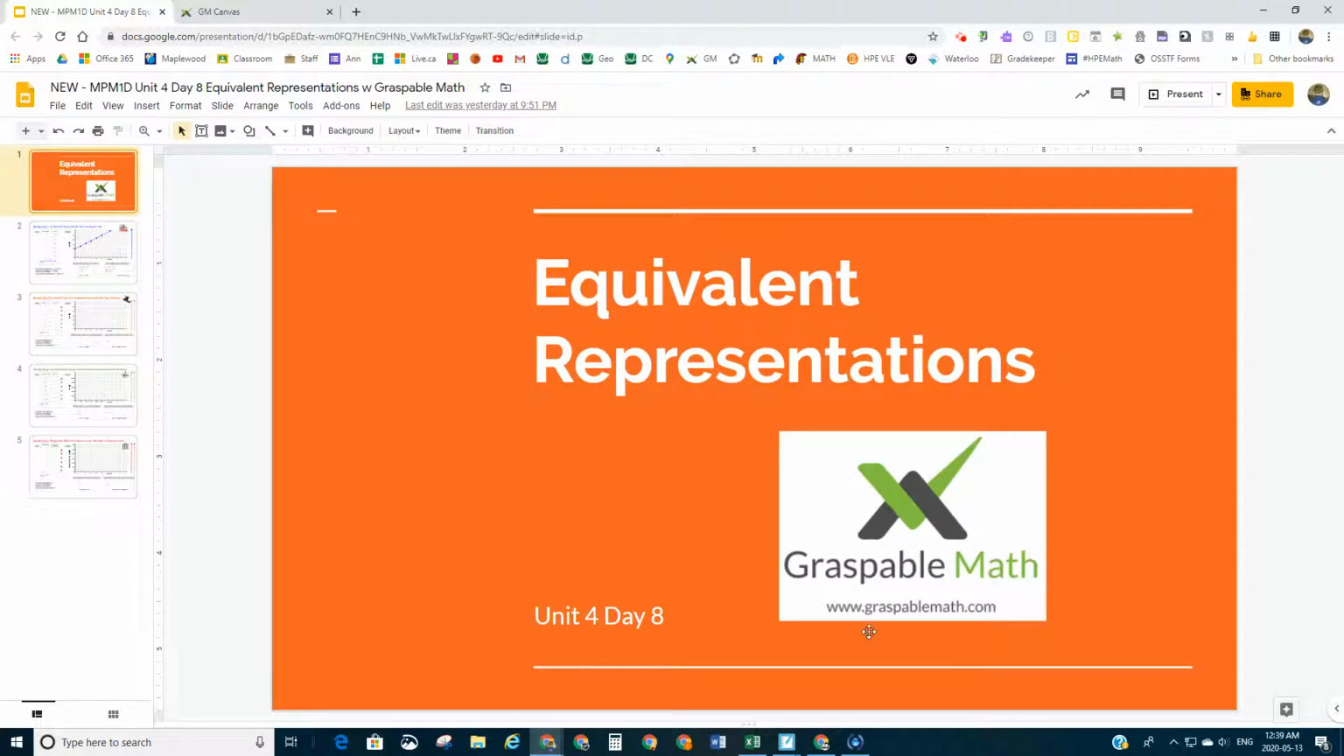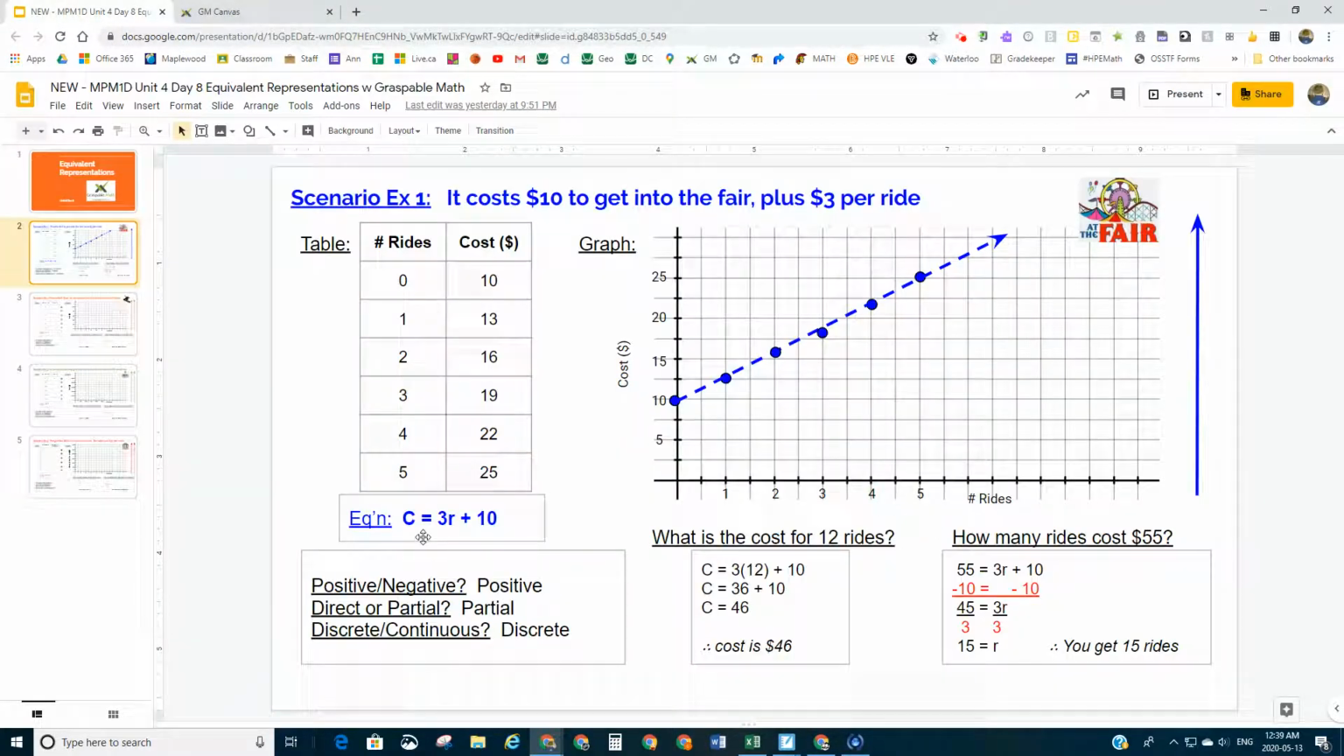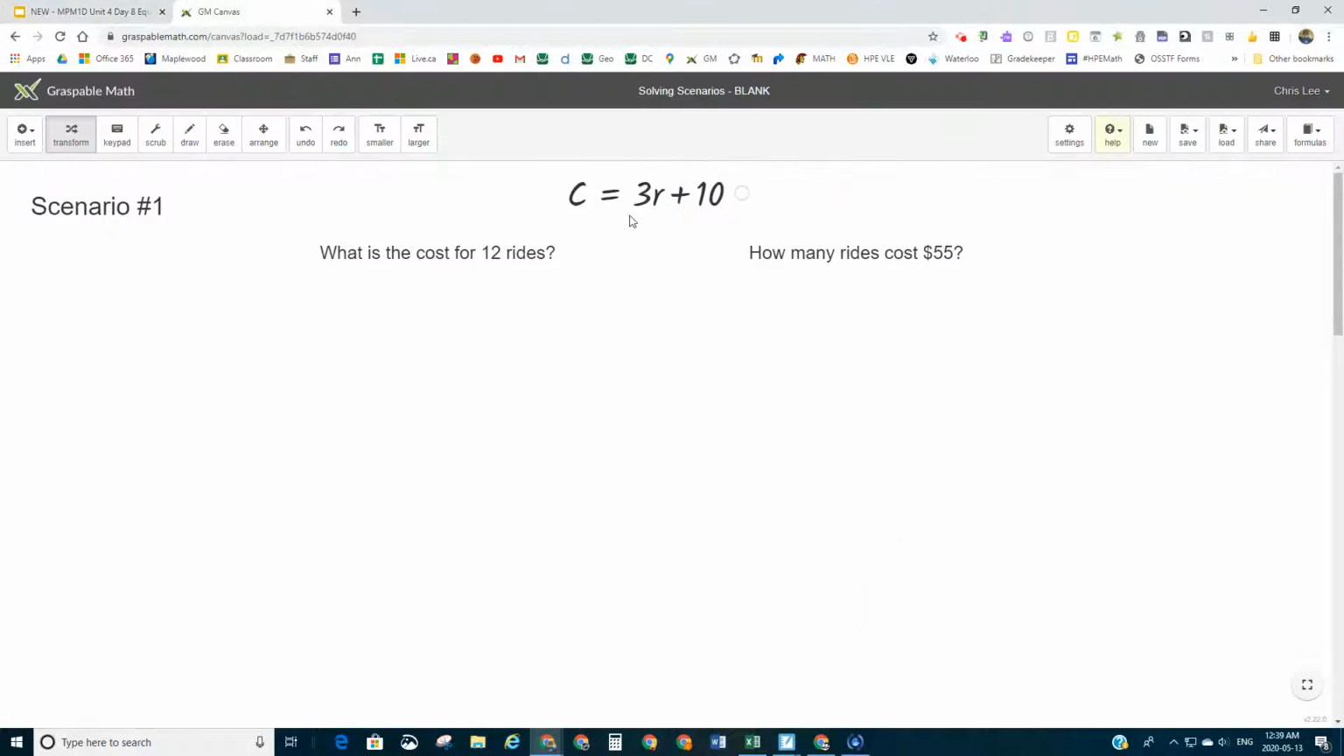You can get to this website by going right here, but I've actually got the canvas all set up for us to demonstrate these steps. So you can see that here's Graspable Math, and here's our equation and our questions. This is coming straight from the scenario we just did. Scenario 1, where C equals 3R plus 10, gets retyped right up here. We're going to answer the same questions for 12 rides and a cost of $55.